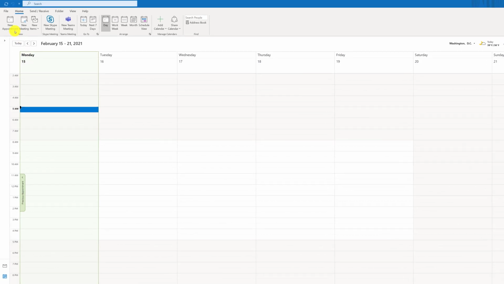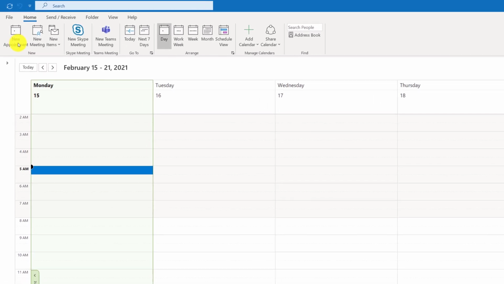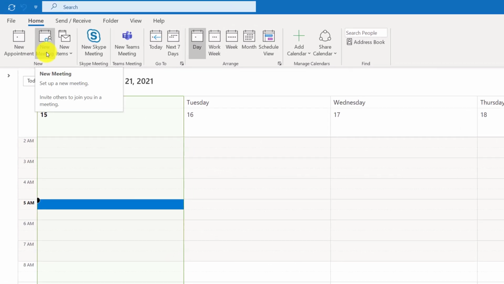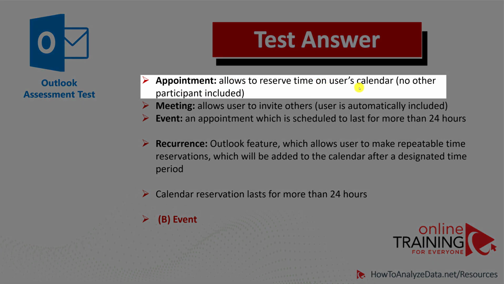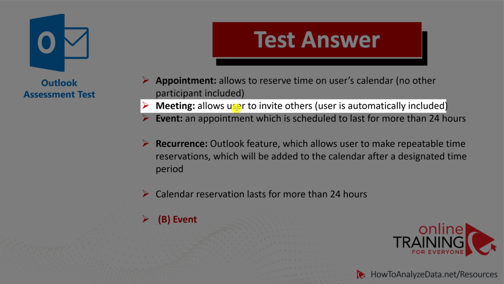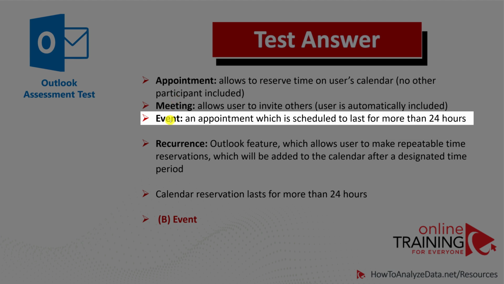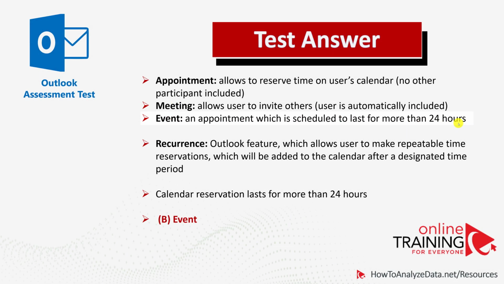There are 3 different options in Outlook for time reservation: appointments, meetings, and events. Appointments allow user to reserve time on the calendar with no other participants included. Meetings allow user to invite others, where user is automatically included. An event is an appointment or meeting which is scheduled to last for more than 24 hours.